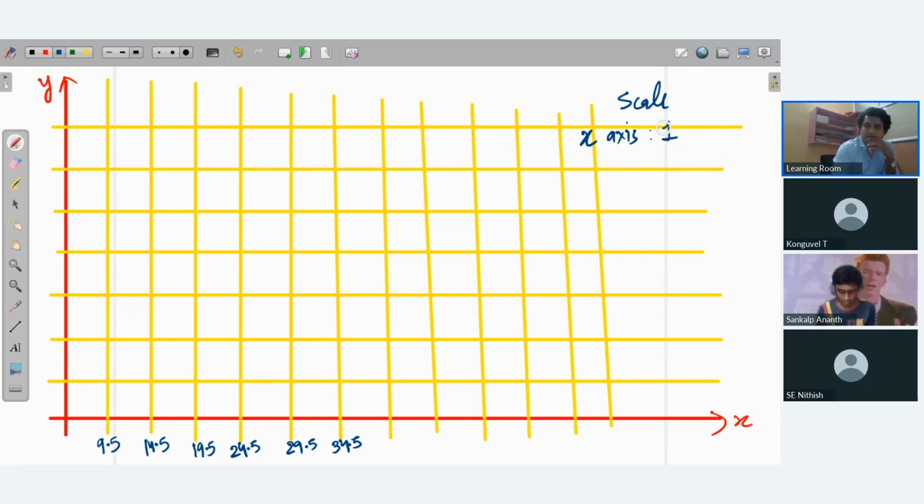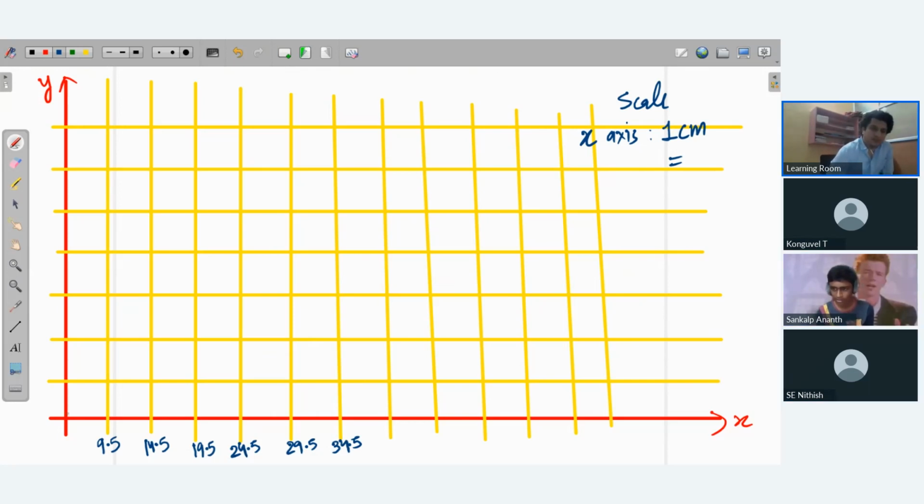One centimeter is equal to 1 unit. 9.5 units. Really? 9.5 units. Not one, it's 9.5 units, sir.